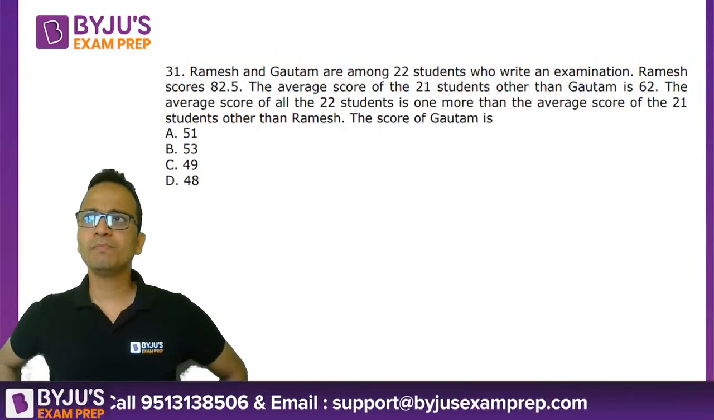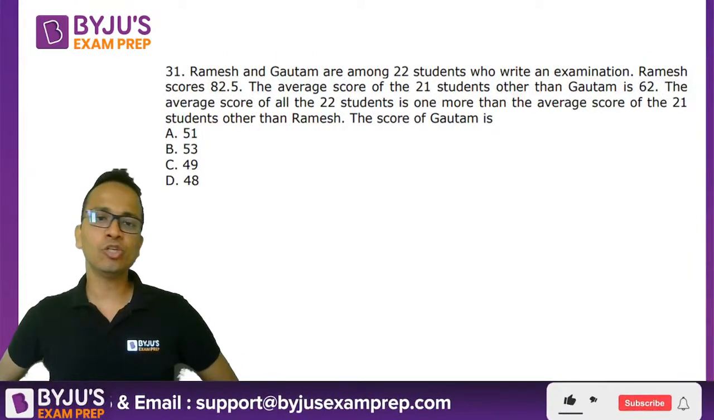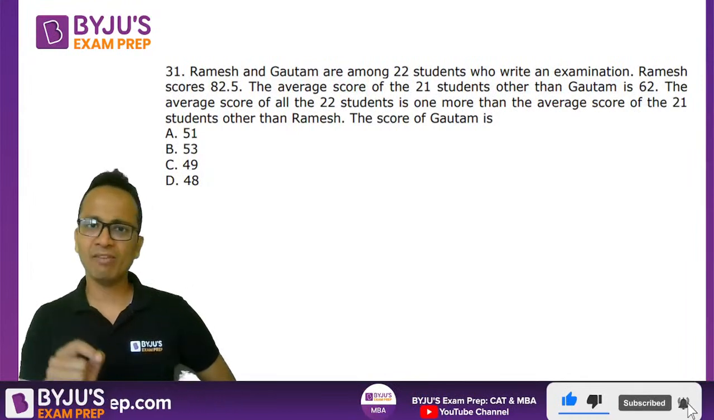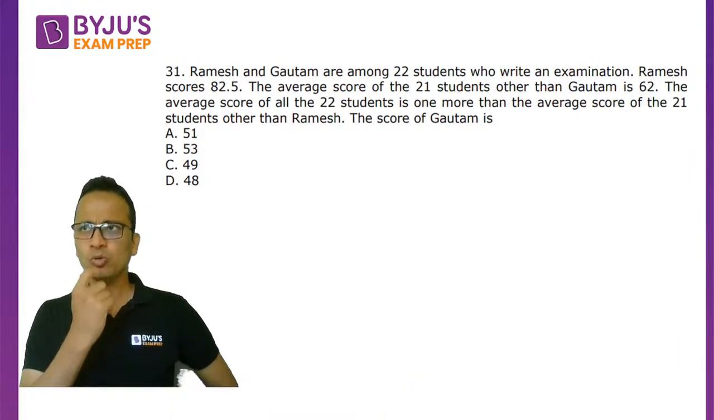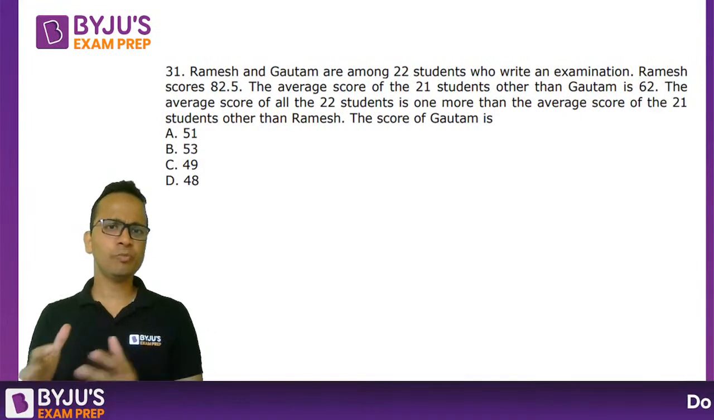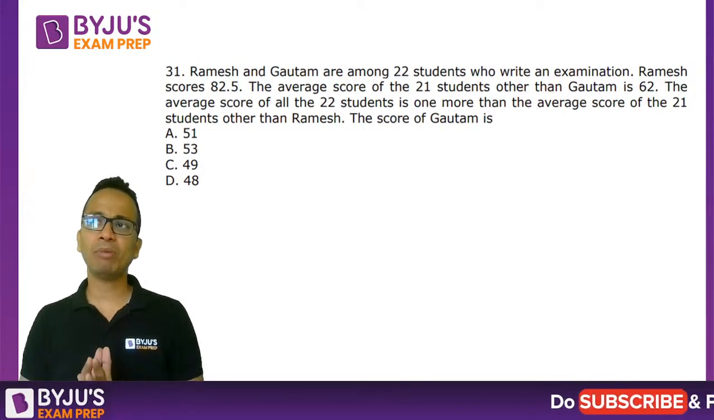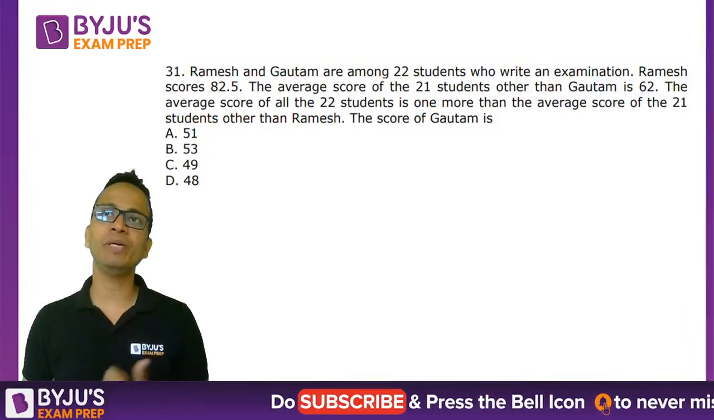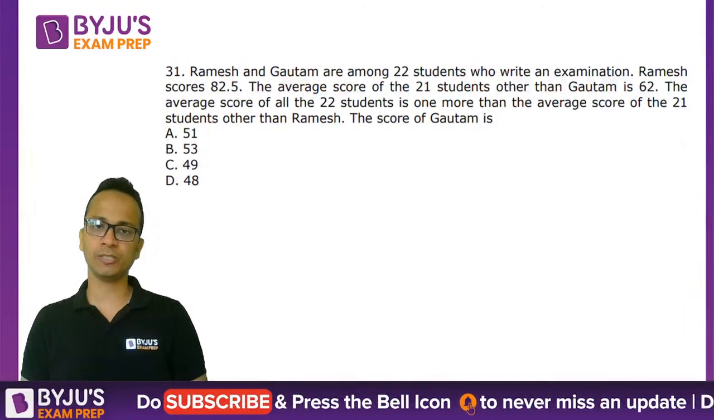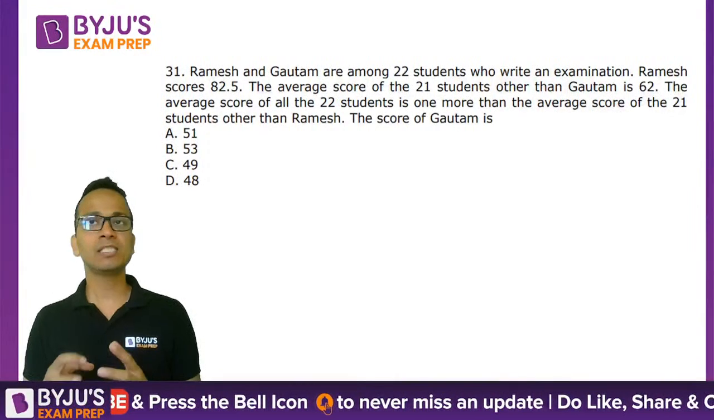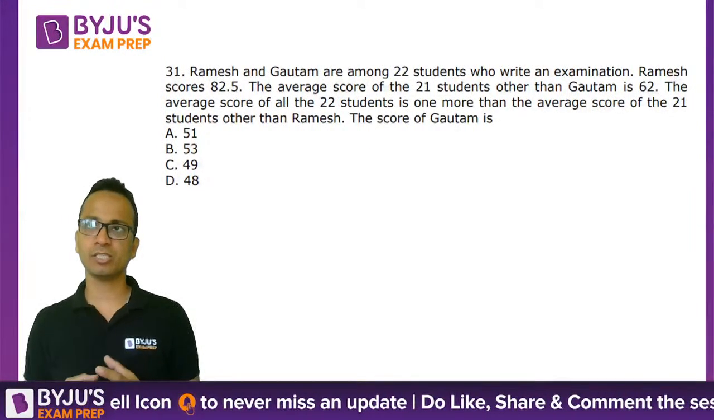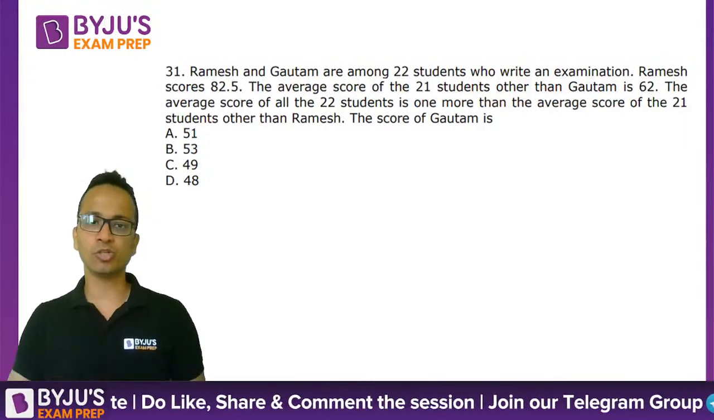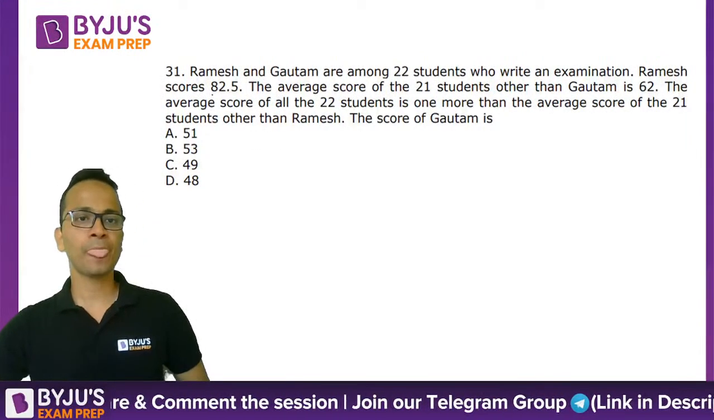Question number 31 is not an easy question. It's a question from averages. The basics and fundamentals of the question are easy. But if you get into some lengthy equations and calculations, it will be difficult for you to solve. But if you understand some of the shortcuts of averages, some of the basic things that we need to know in averages, then you will be able to do this question correctly.